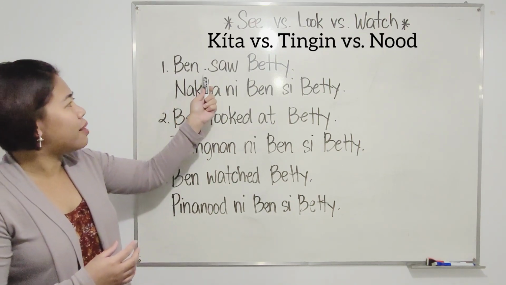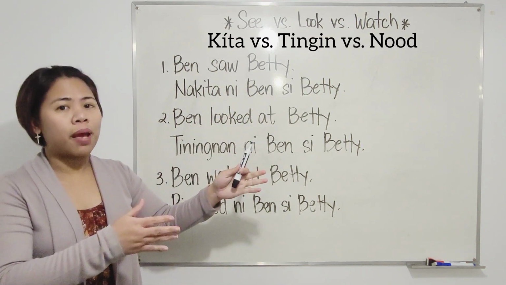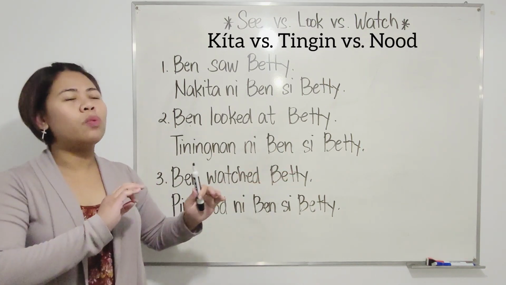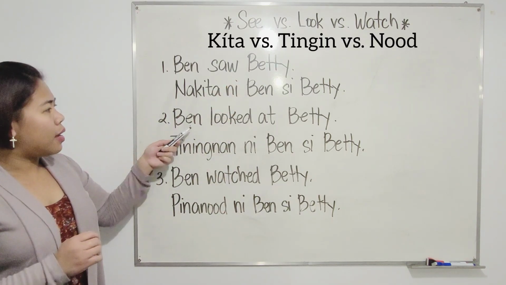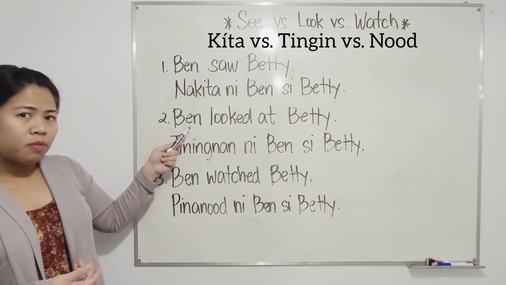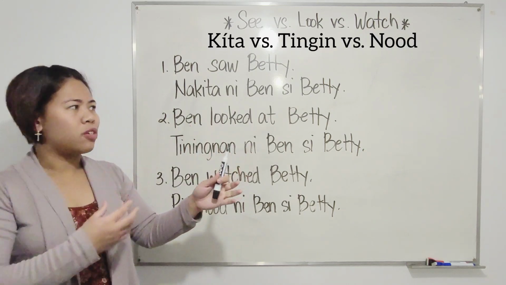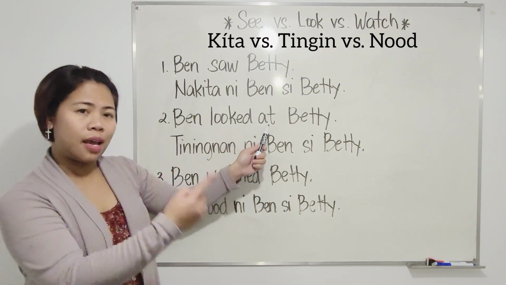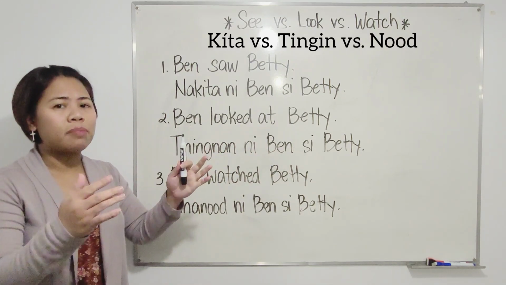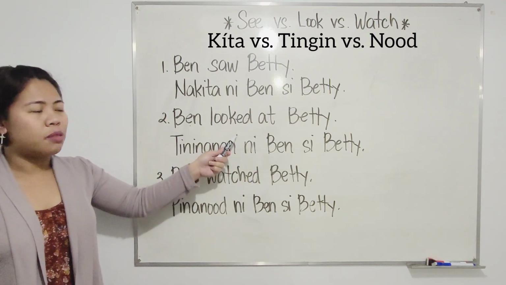For example, this one, Ben saw Betty. Maybe Ben is not really intending to stare at Betty, but Betty passed by maybe. So Ben just saw Betty. So there was no intention. When you say look, it's said there that the subject is intentionally exerting effort to do the action. So Ben is intentionally staring at Betty. That's why Ben looked at Betty. So Betty did not just pass by. Ben really wanted to look at Betty. So that's how it's being used.